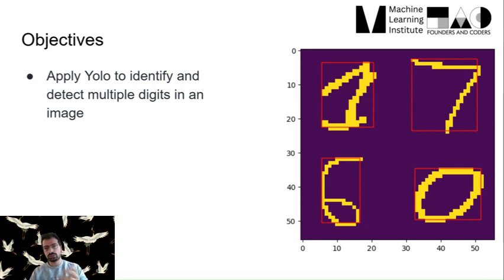Our task was to apply the YOLO architecture to identify and detect multiple digits in an image. As you know, if you have one image and you're trying to guess what that number is, that's a very easy task. However, detecting where the digit is and detecting the boundary boxes is a more complex task, especially when we have multiple digits in an image. So that was our task.